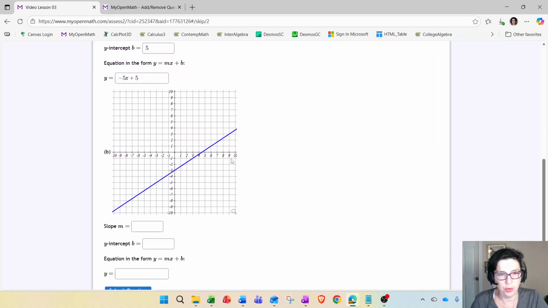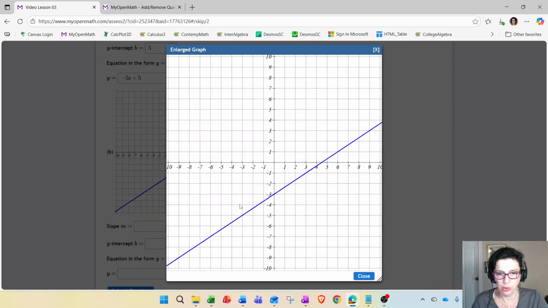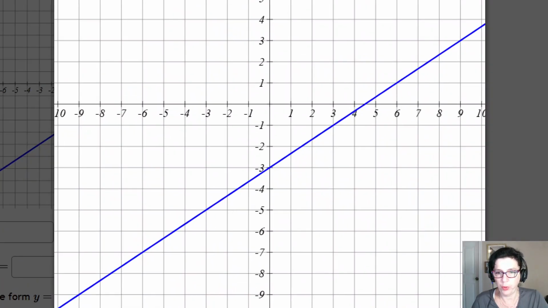Okay, now let's take a look at this example right here. Here they want us to find the slope and the y-intercept first. So again, let's zoom in and look at where we have our y-intercept. That's right here. This is really 0, -3, which tells you that your y-intercept is -3.